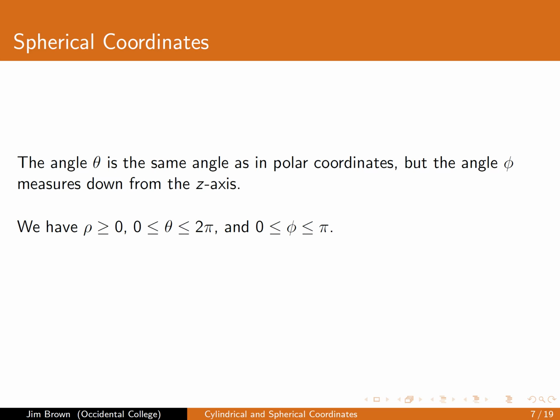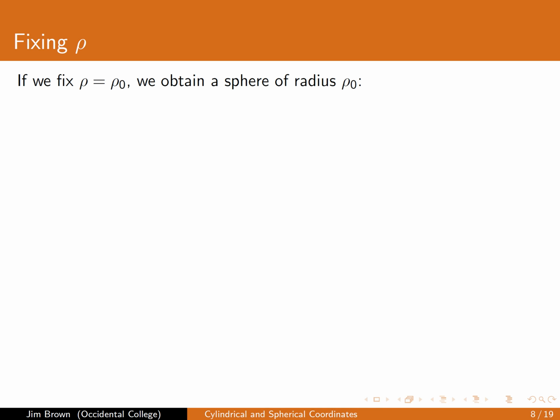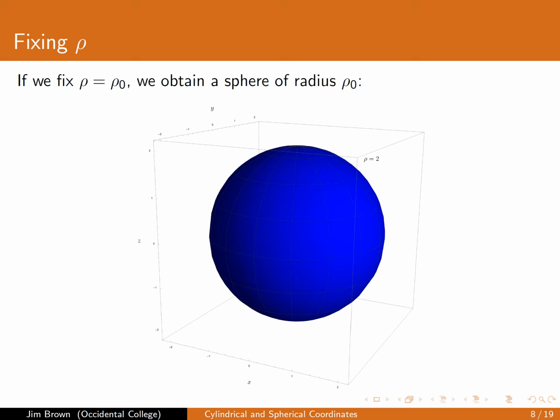So we have rho bigger than or equal to 0, theta between 0 and 2 pi, and phi between 0 and pi. And just like before, where we wanted to see what happened when r was a fixed constant, or theta was a fixed constant, we want to do the same thing here with rho, theta, and phi. So our first and easiest case is when we fix rho to be just rho 0. In this case, we obtain a sphere of radius rho 0.